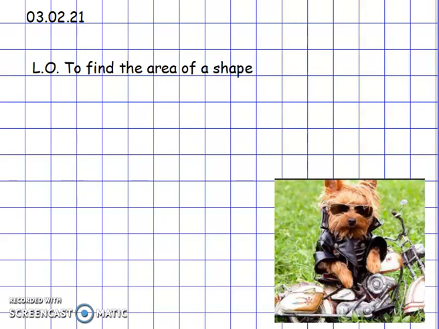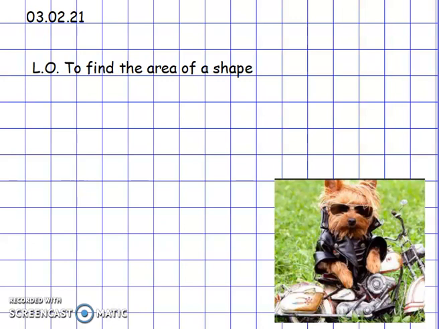Pause the clip and write today's short date and learning objective in your maths book. It's really important that you do that so when the teachers are marking your books at school, we know which day you're on. Press play when you're ready to make a start.